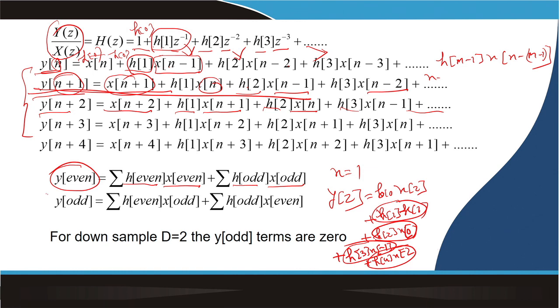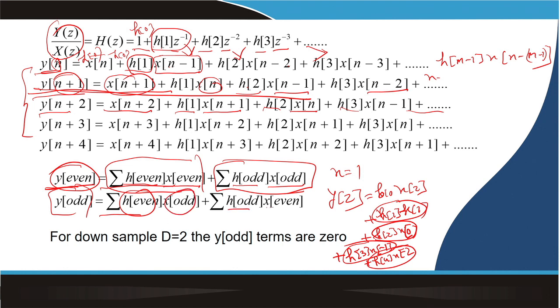So I can say that y even is nothing but h even multiplied by x even plus h odd multiplied by x odd. Similarly, y odd is h even multiplied by x odd plus h odd multiplied by x even. So check it. For n equal to 1, y1 is h0 x1 plus h1 x0. So h becomes odd, x becomes even, that is why h odd goes with x even, and if it is h even, then x becomes odd.